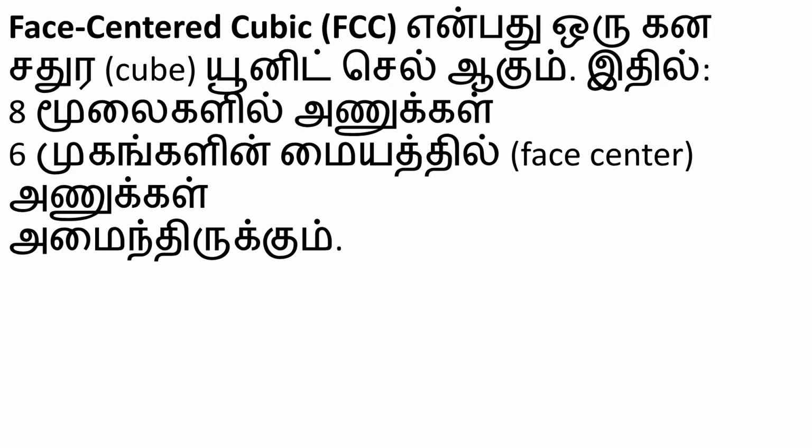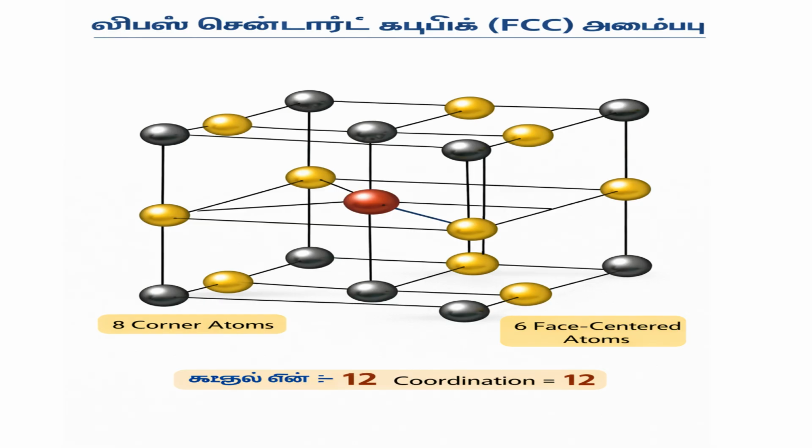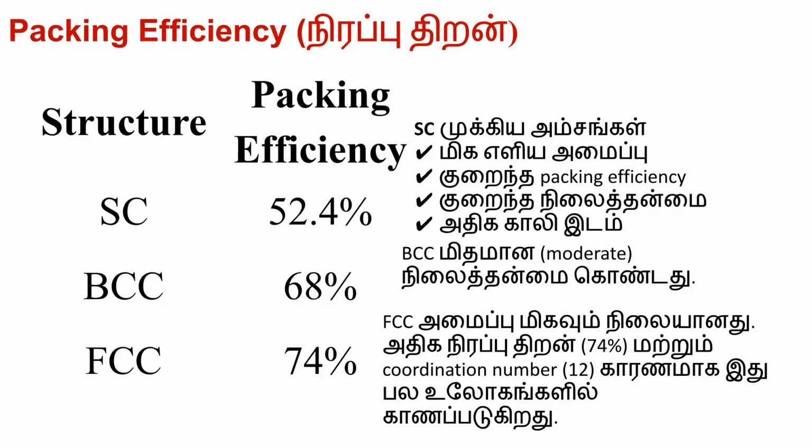The face-centered cubic cell, or FCC, is a cube unit cell. It contains 8 atoms at the corners and 6 atoms at the centers of the faces. This diagram illustrates the FCC structure with 8 corner atoms and 6 face-centered atoms, resulting in a coordination number of 12. Packing efficiency is a key measure. Simple cubic has the lowest efficiency at 52.4%. Body-centered cubic is moderate at 68%, and face-centered cubic is the most efficient at 74%.